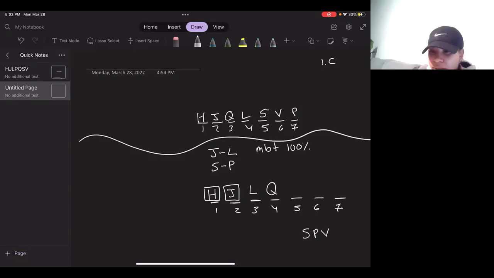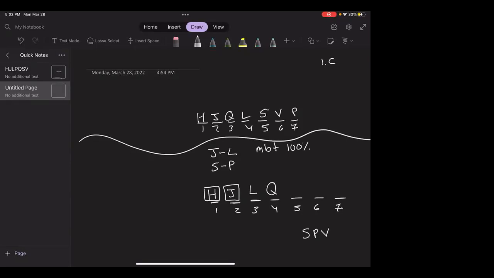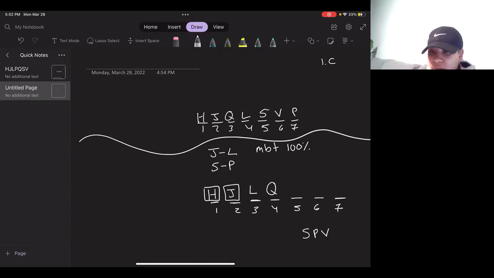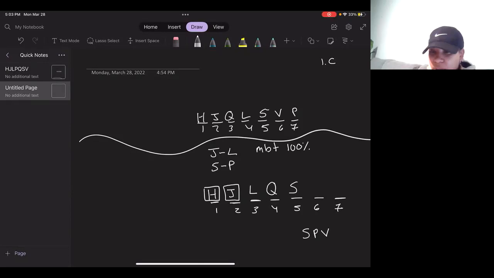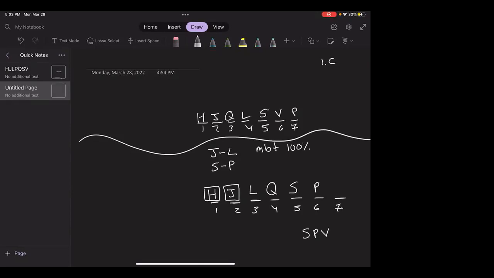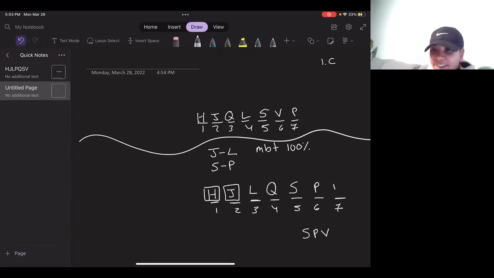Well, we know that S can't be 7, so it has to either go on 5 or 6. Yeah, so where do you want to put it? 5. Okay, and then where do you want to put P and V? V6, P7. P6, V7? P7, V6. Oh, sorry. Okay.